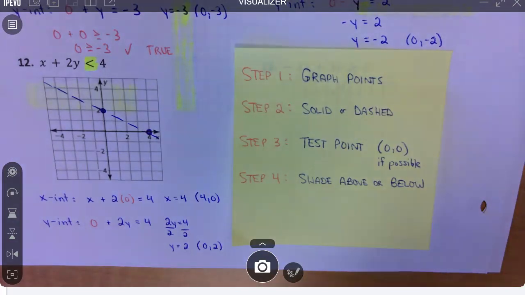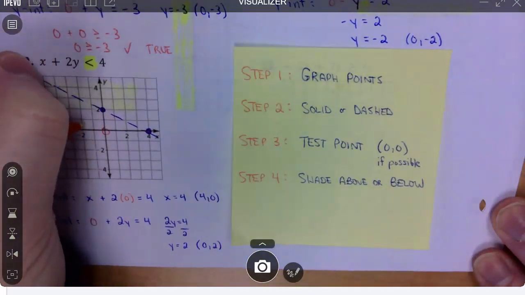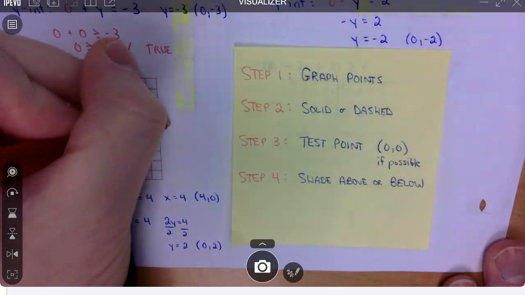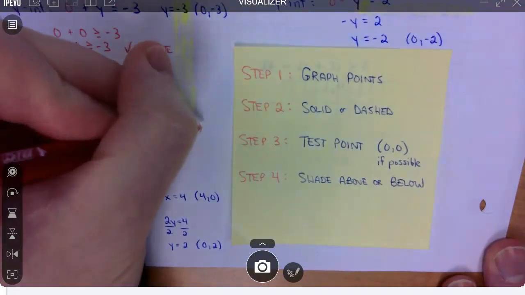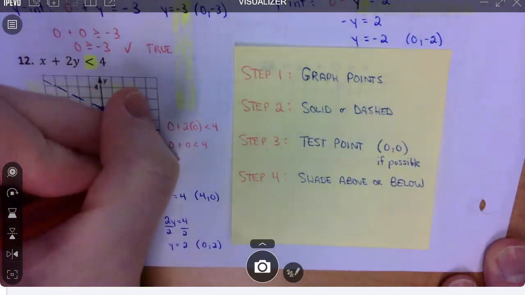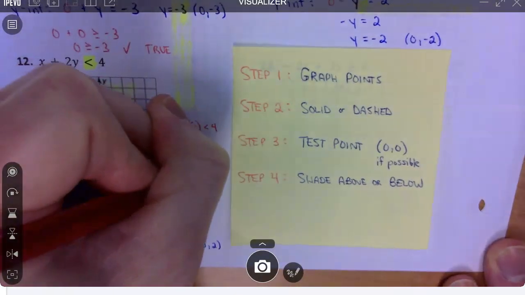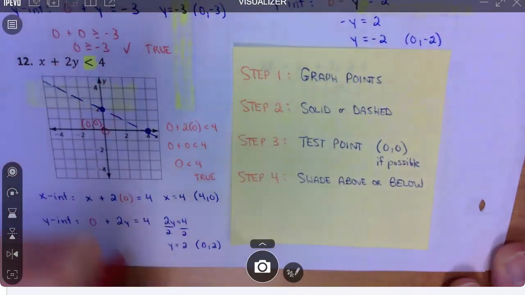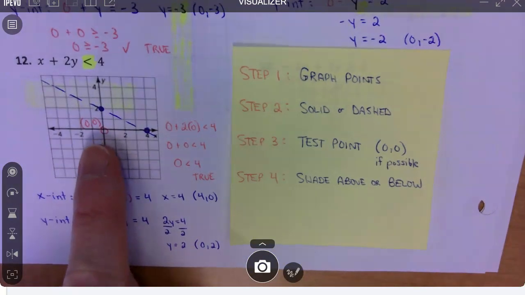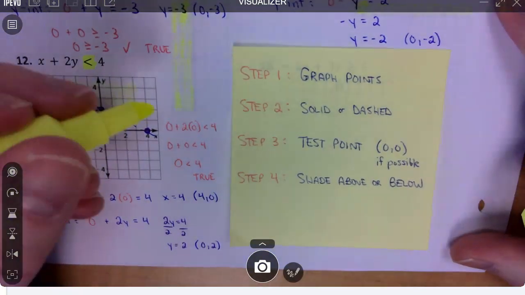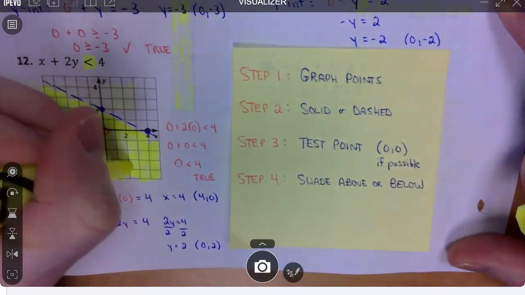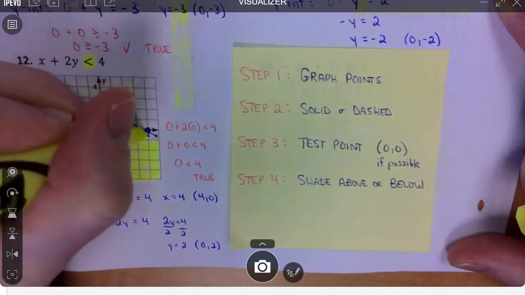And now I'm going to test 0, 0, because again, it's not on the line, which allows me to test it. And I'm plugging 0, 0 back into the original inequality. So I have 0 plus 2 times 0, and I'm trying to see if all that is less than 4. Well, that means 0 plus 0 less than 4. That gives me 0 less than 4, which of course is true. That means the region of the graph that does include 0, 0, because it was a true solution to the inequality, then my solution is all of this region right here. Any point in that region would make the original inequality true.